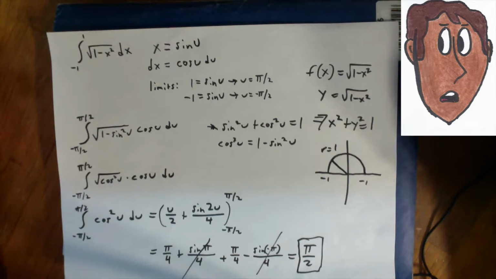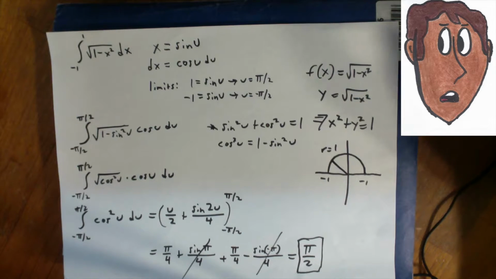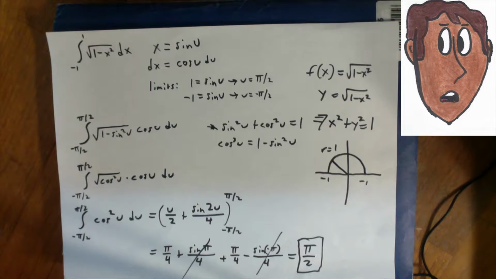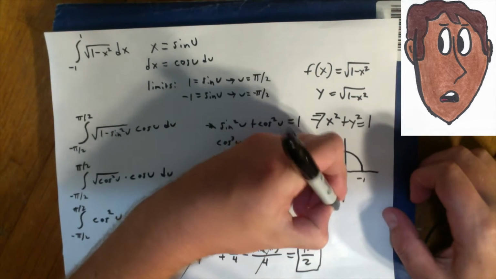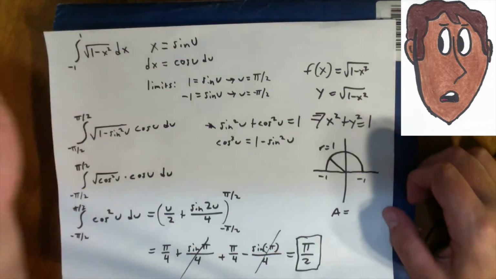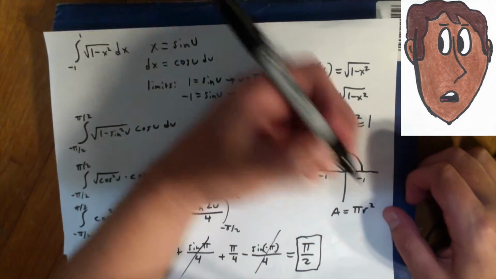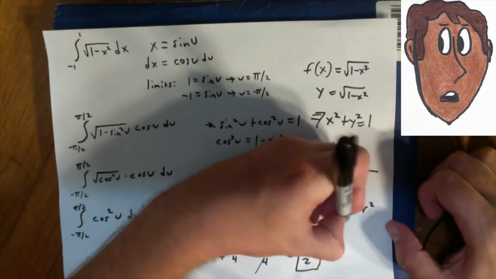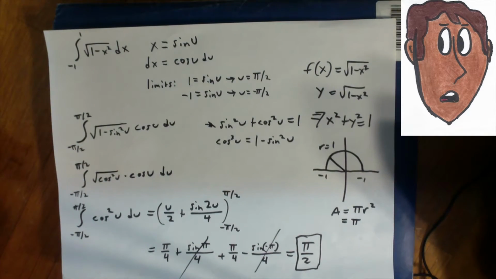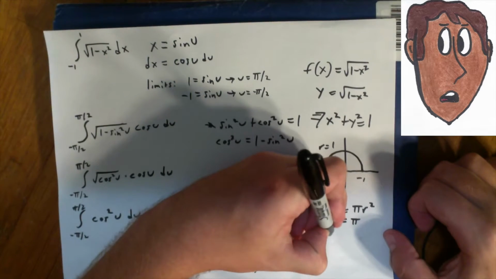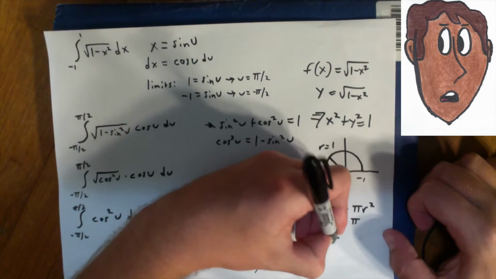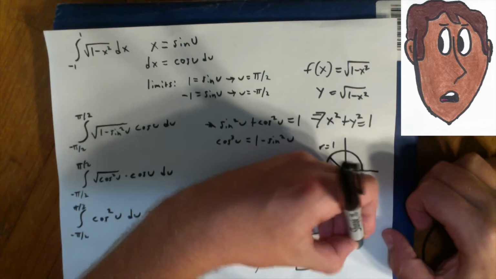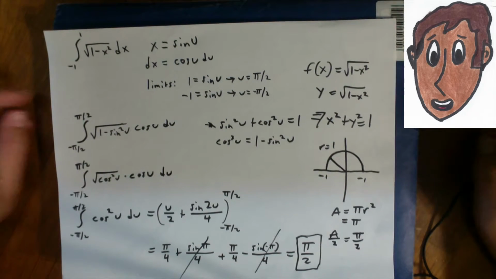And so taking an integral, the area under that semicircle is going to be half the area of what would be the full circle. So the area of a circle is pi r squared. So in this case, our full area of the circle would be just pi. And in this case, half the area is pi over 2. So there you go.